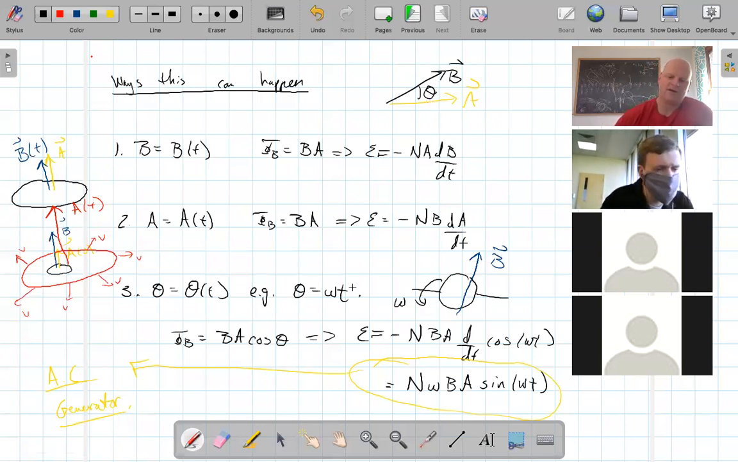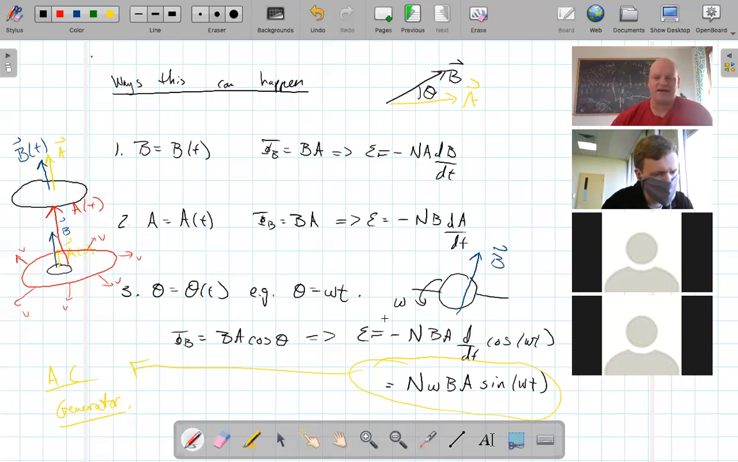For example, I could have a loop such as this, which is connected to two rods, and is rotating about the rods here with a constant angular velocity. So imagine this is my coil. My coil is simply rotating with constant angular velocity in an external magnetic field.